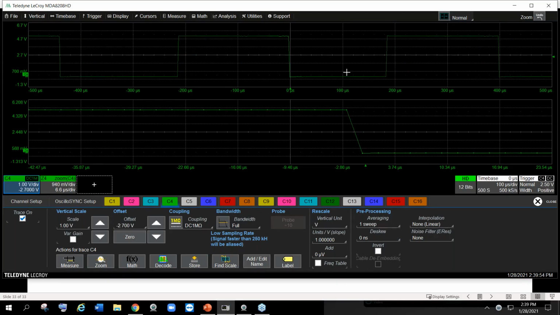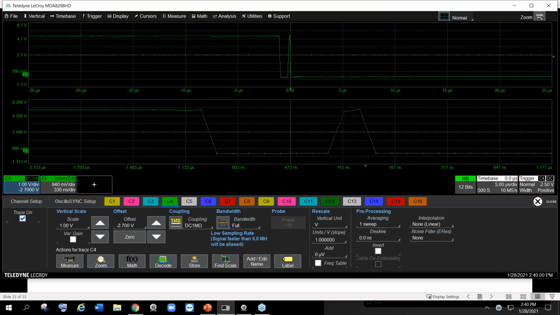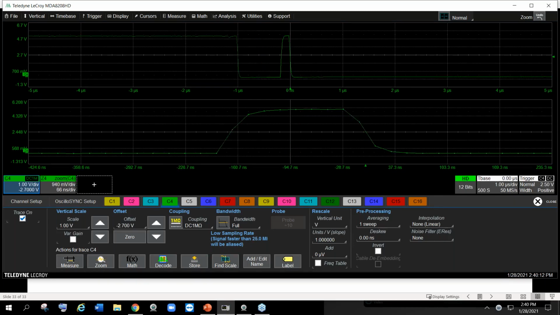If I bring the time base closer in, now I'm much faster, a much narrower time window at 2 microseconds per div, so 20 microseconds. Now my sample rate with that limited memory can go up because I don't need it for the time window. And now my glitch is being seen in detail and I can make some measurements.